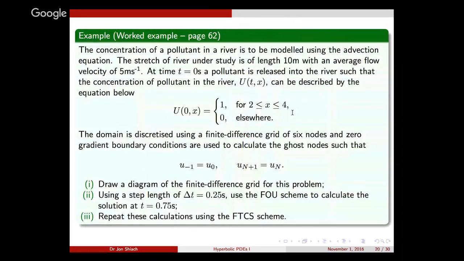Right, have a look at page 62. We're going to have a look at a worked example of solving the advection equation.